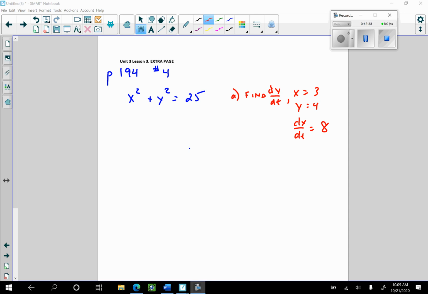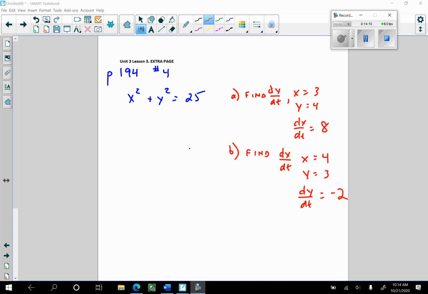B is just a different one: find dx dt when x is 4 and y is 3. Okay, so what we're going to do now is page 194, number 4, and we're going to consider the circle, x squared plus y squared is equal to 25, and we're going to find dy dt if x is 3, y is 4, and dx dt is equal to 8. On your mark, get set, go. Give it a whirl. I'm going to pause the video, so you out there in video land, give this a whirl.